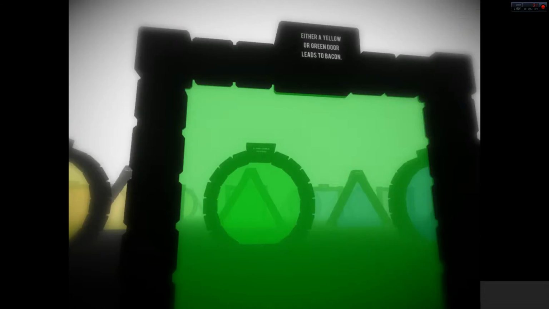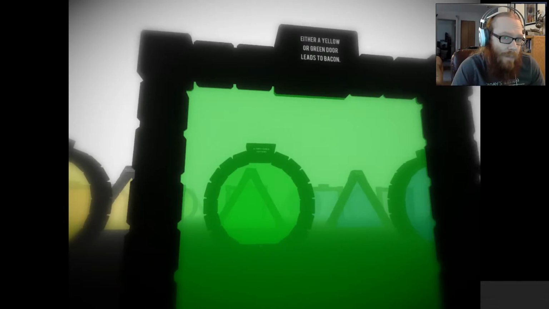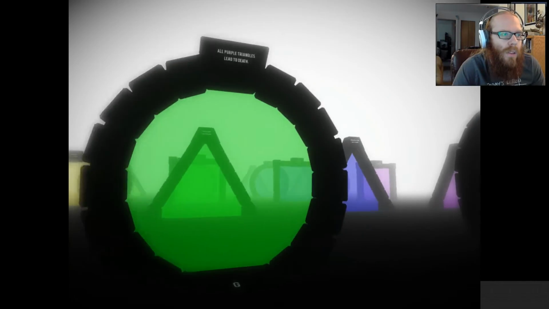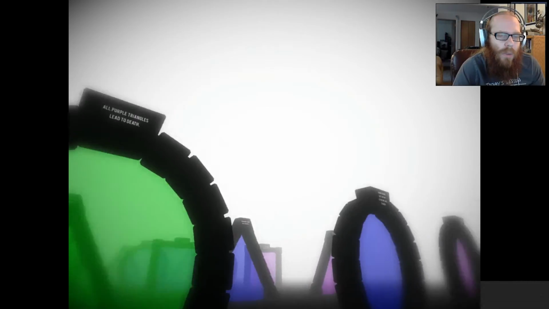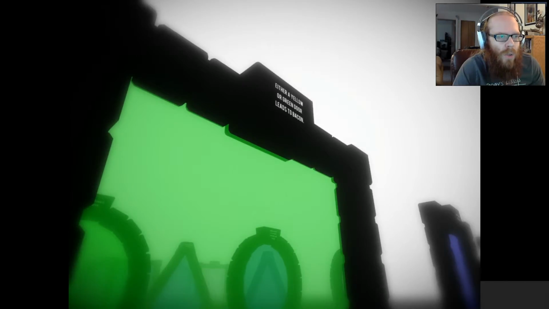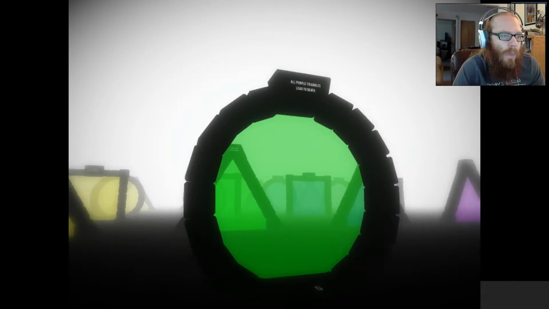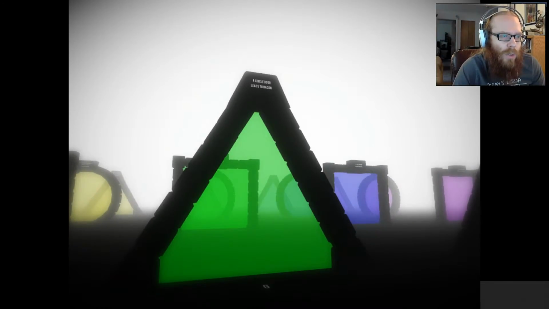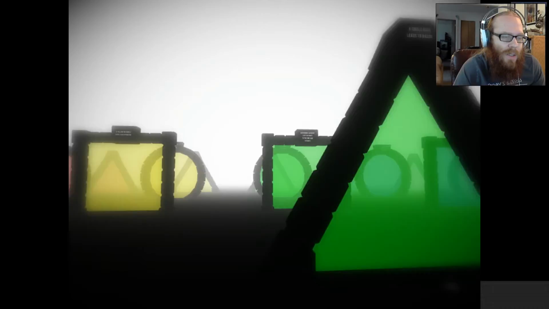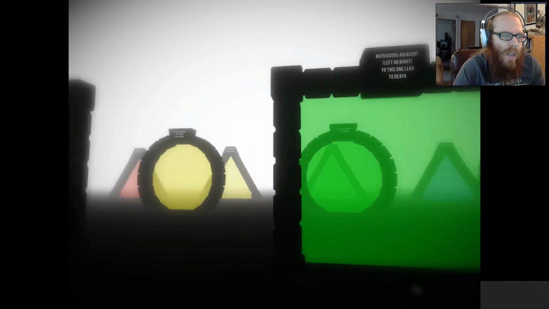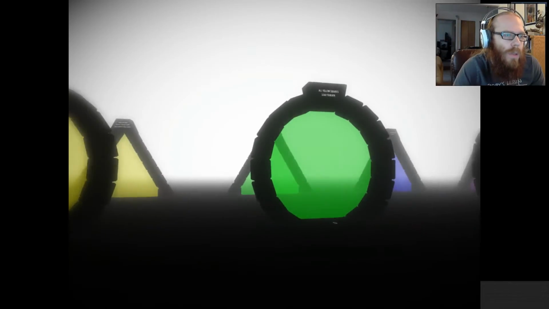So this says either a yellow or a green door will lead to bacon. So we have to assume that all the green ones are right. This one says that all purple triangles lead to death. Well, that's easy enough to decide. So this one says green or yellow door leads to bacon, and a purple triangle will kill me. Fine. A circle door leads to bacon, so it has to be a circle. Both doors adjacent to this one lead to death. Well, that's got to be correct.